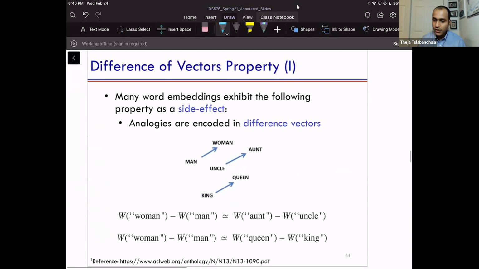So I'm just going over a few more points about the embeddings, and then I'm going to talk about some applications of embeddings, and then we'll talk about Word2Vec. Any questions? You can interrupt me anytime.